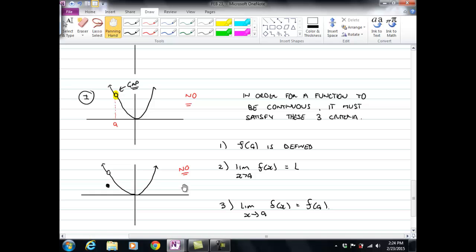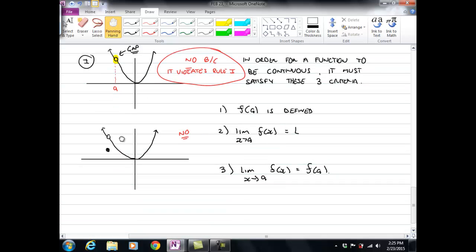Which rule is violated? Chakshu, what did your neighbor say? Rule 1. See, rule 1 says f of A is defined. Problem is, f of A doesn't exist. There's no point here. So this one is no because it violates rule 1. That's the power of rule 1. It says, in order for you to be continuous, it has to be a smooth curve. But there's nothing here. So it violates rule 1.